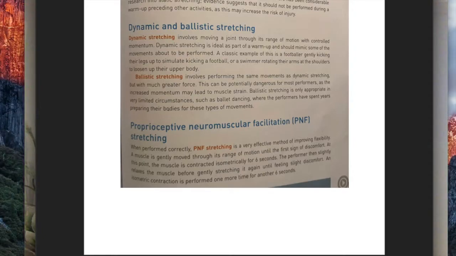If the athlete can, they then contract the muscle that is being stretched for 6 seconds. After that 6 seconds, they relax the muscle off and try and give that muscle an extra little pull or tug to get to the next level of lengthening before they start the next isometric contraction for another 6 seconds and repeat this process. Let's have a look at it.